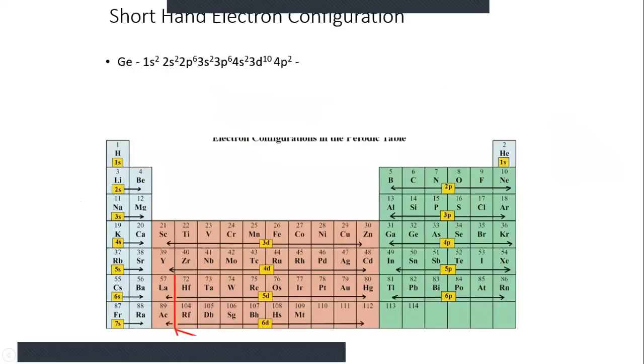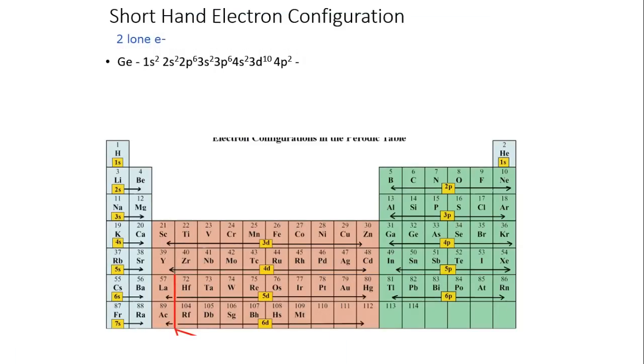So now we look at germanium. This is germanium's electron configuration. As you can tell, it's quite long because it has 32 electrons. But from this, we know that germanium has 2 lone electrons because it has 2 electrons in the 4p orbital, which have to be separated according to Hund's rule. So germanium is located here.